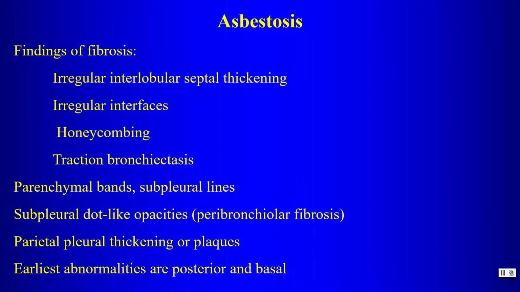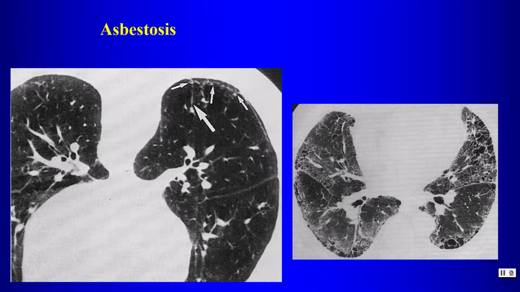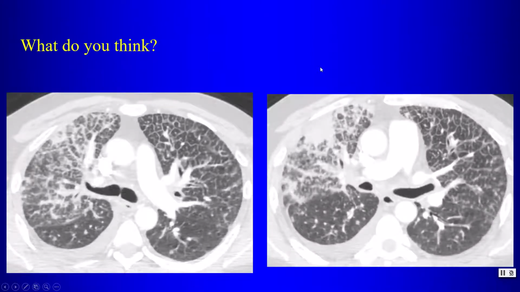The earliest parenchymal changes associated with asbestosis will be posterior and basal. So you want to scan these patients prone, especially early on in disease. These posterior subpleural dot-like opacities, subpleural lines here, these are the earliest findings of asbestosis. Here's a more advanced case showing you findings of fibrosis on that particular CT scan.